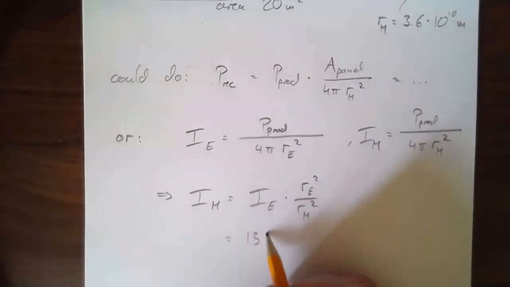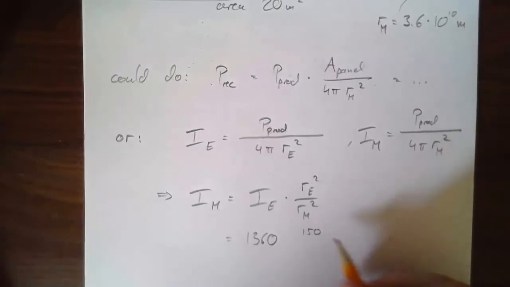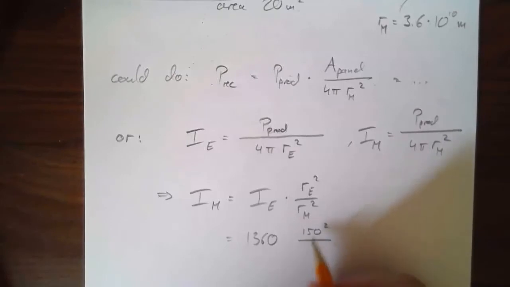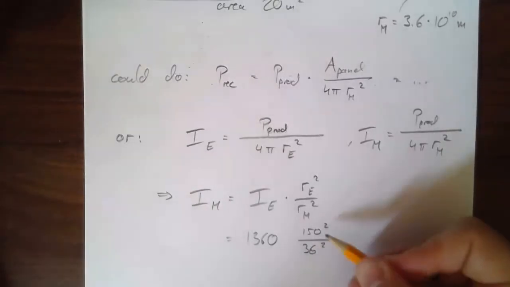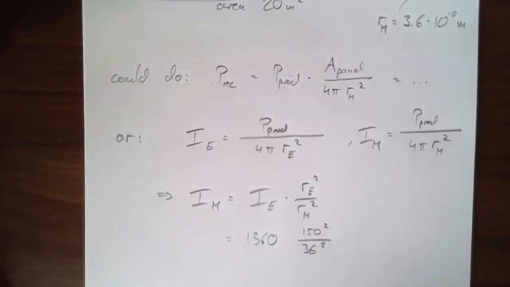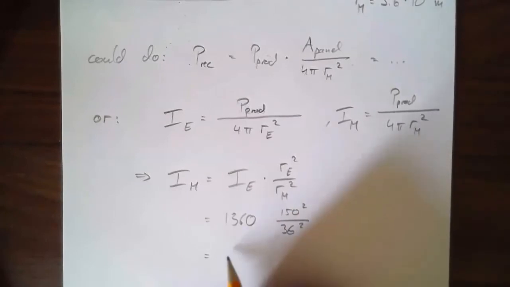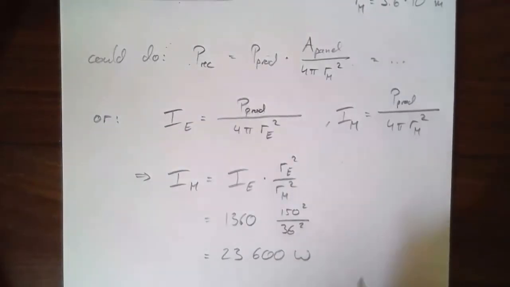So this is 1,360, times 150 million kilometers squared, divided by 36 million kilometers squared. Notice I can just work in millions of kilometers here because it's the same unit. Any factor is going to cancel out. And so I can work it out that way, and I will find that it is 23,600 watts per meter squared. That's the intensity.